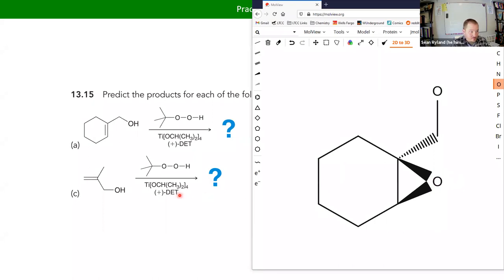So for A, rotate it up so that the ring is flat, sticking into the screen and out of the screen. And that will automatically put the oxygen in the back right corner. And then look down at the bottom, where you've got the plus. The plus tells you it goes on top. And the carbon that has the oxygen attached to it will always therefore be on the opposite direction of the epoxide that forms.